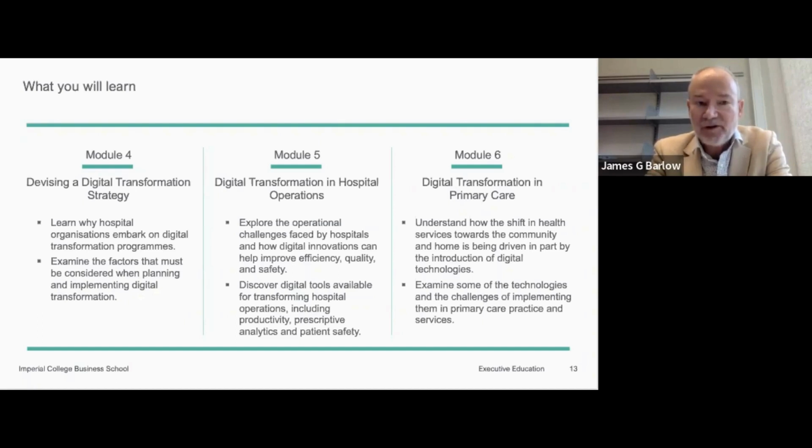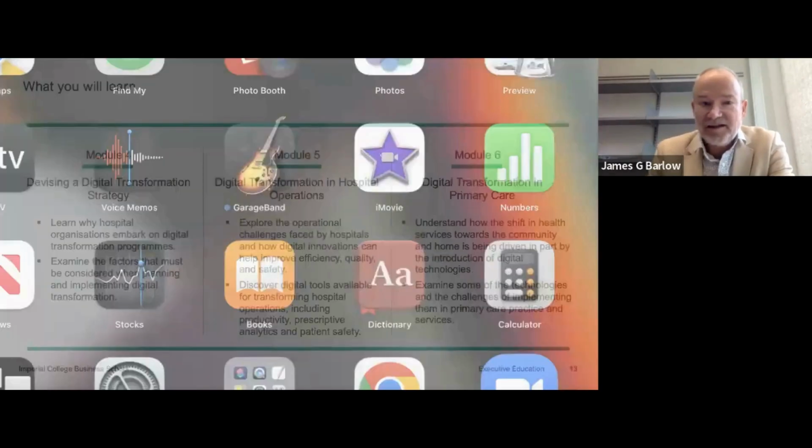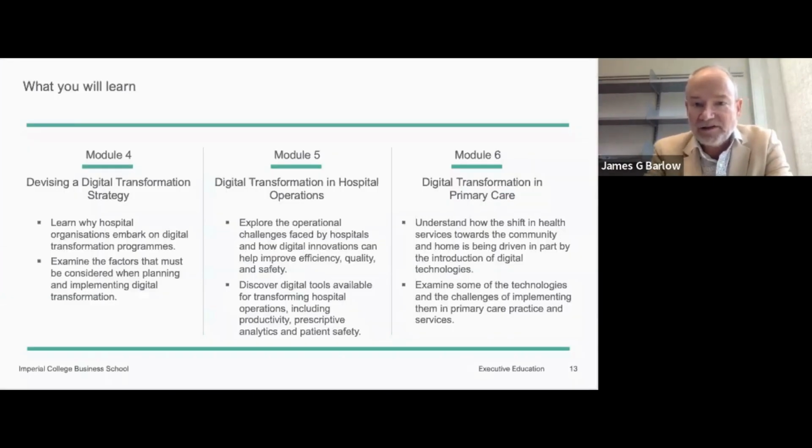And building on what we've learned in Module 4, we then look in more detail at hospitals, hospital operations in particular. How can hospital organizations use digital technologies to help them improve performance, improve quality, safety, efficiency, better patient experience? What tools are available for them? What are the challenges in getting those technologies embedded sustainably in your organization?